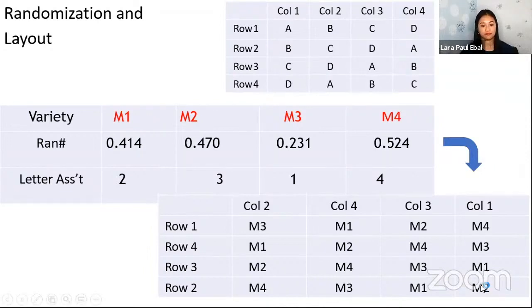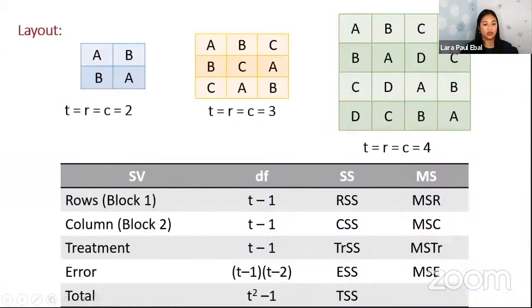So as you can see, M3 can only be seen once in this column and in this row. So we're done with the randomization. We just take note that if we have 2 treatments, we have this original layout, and if we have 3 treatments, we have this original layout, and if we have these 4 treatments, which we tried not to illustrate, we have this layout.